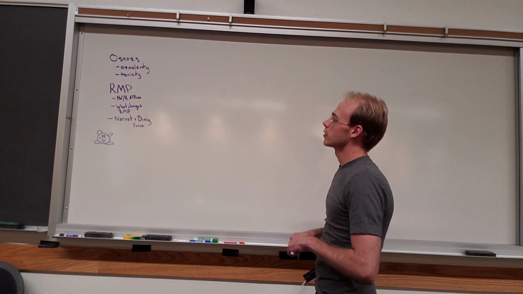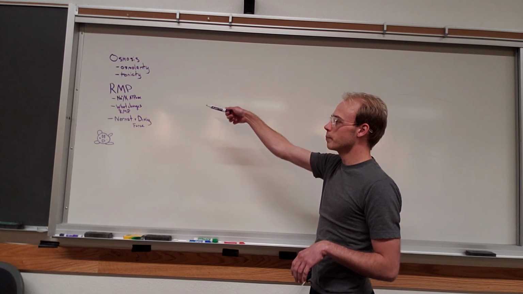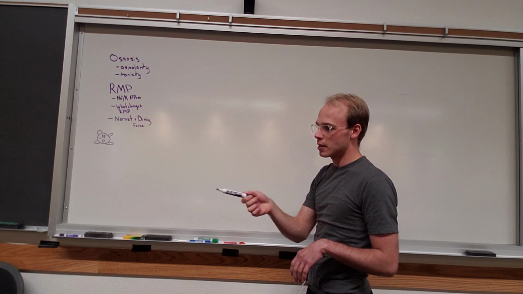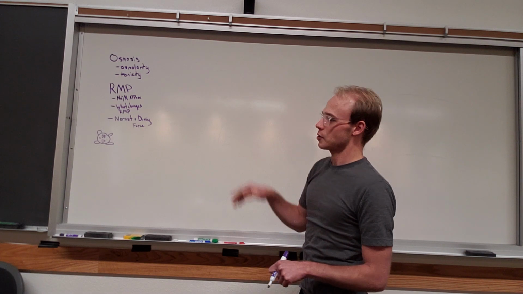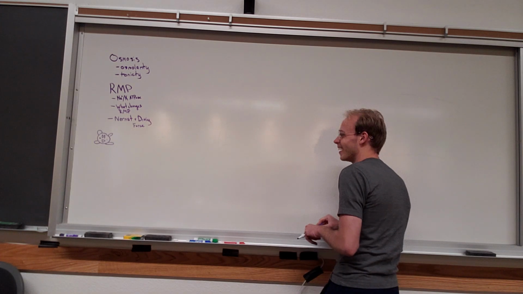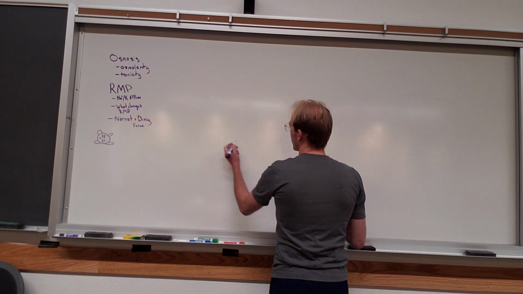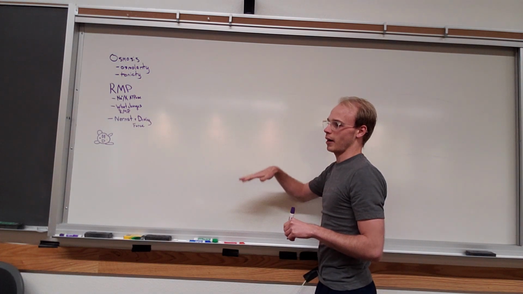Okay, so we're going to talk about osmosis, osmolarity, tonicity, and then we'll talk about RMP, which stands for resting membrane potential. I will explain that one after I'm done with the osmosis stuff. Okay, so osmosis is defined as the movement of water across a membrane.